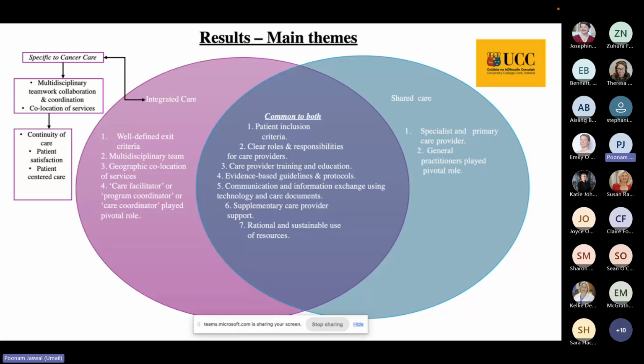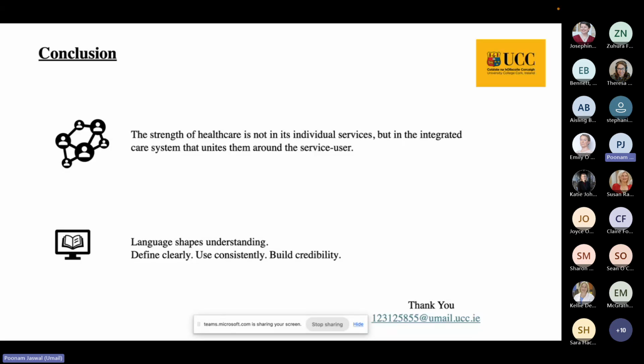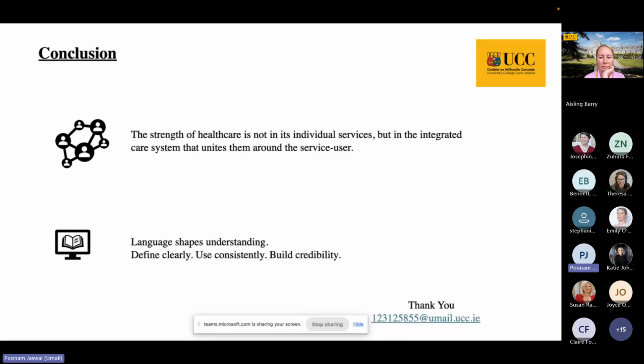So just to conclude, the findings highlight that the strength of healthcare is not in its individual services, but in the integrated care system that unites them around the service user. And critically, language matters. How we define and use these terms is very important so that they are understood, implemented and evaluated clearly and consistently, in order to build credibility as well as effective delivery of service models.